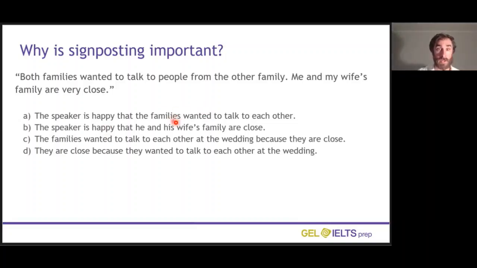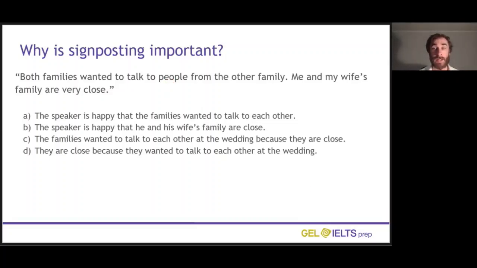The families wanted to talk to each other. We know that's true, but we don't know if the speaker is happy about it. C, the families wanted to talk to each other because they are close. Well, I can't see a cause or effect relationship here. And D, they are close because they wanted to talk to each other at the wedding. Again, I can't see any cause or effect or reason relationship between these sentences.